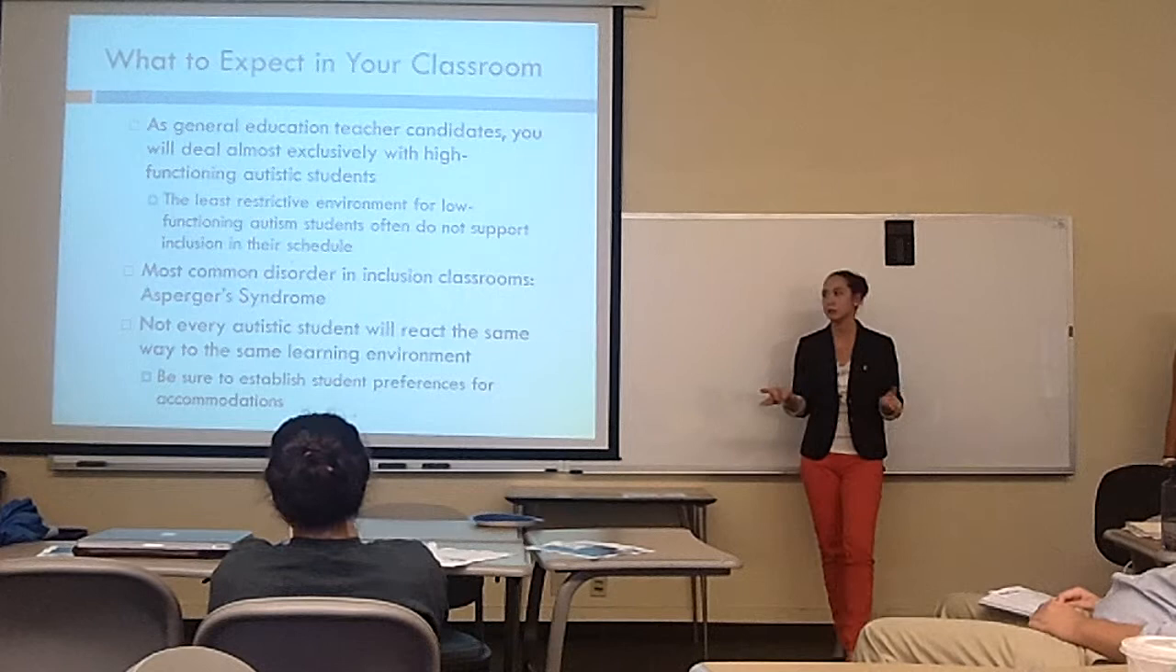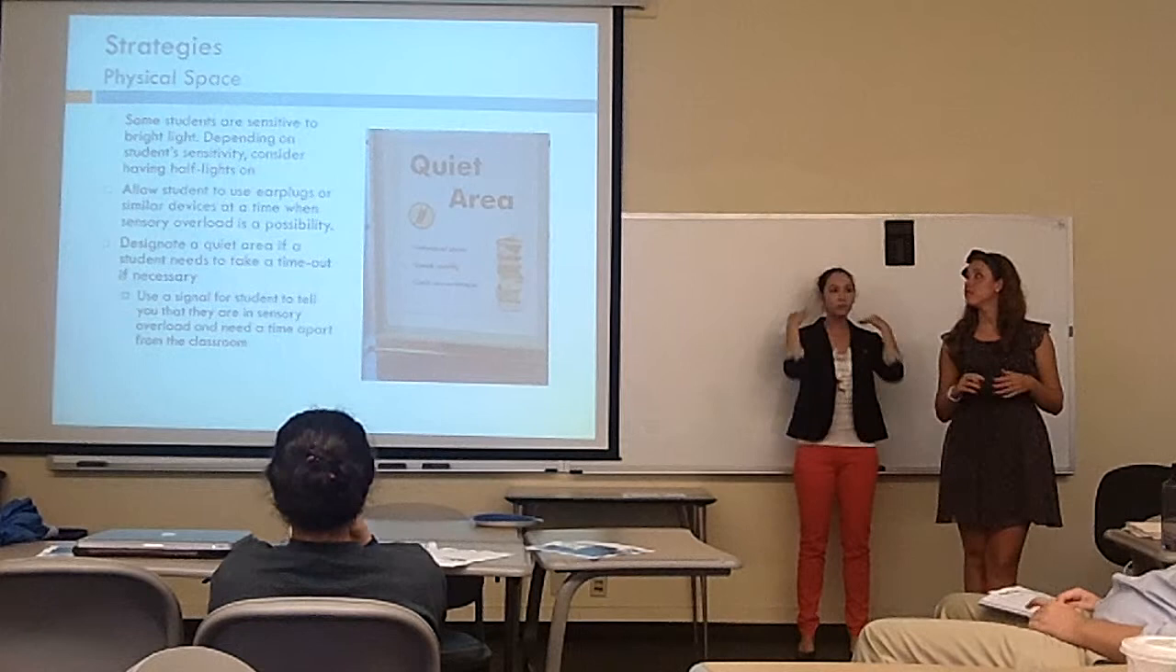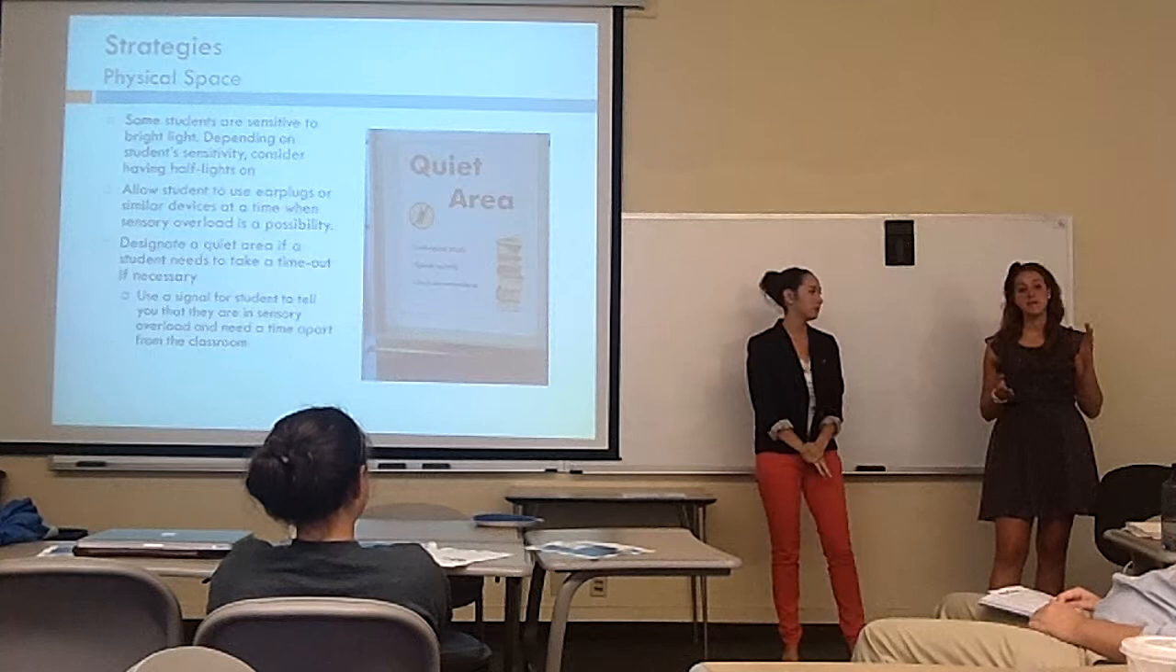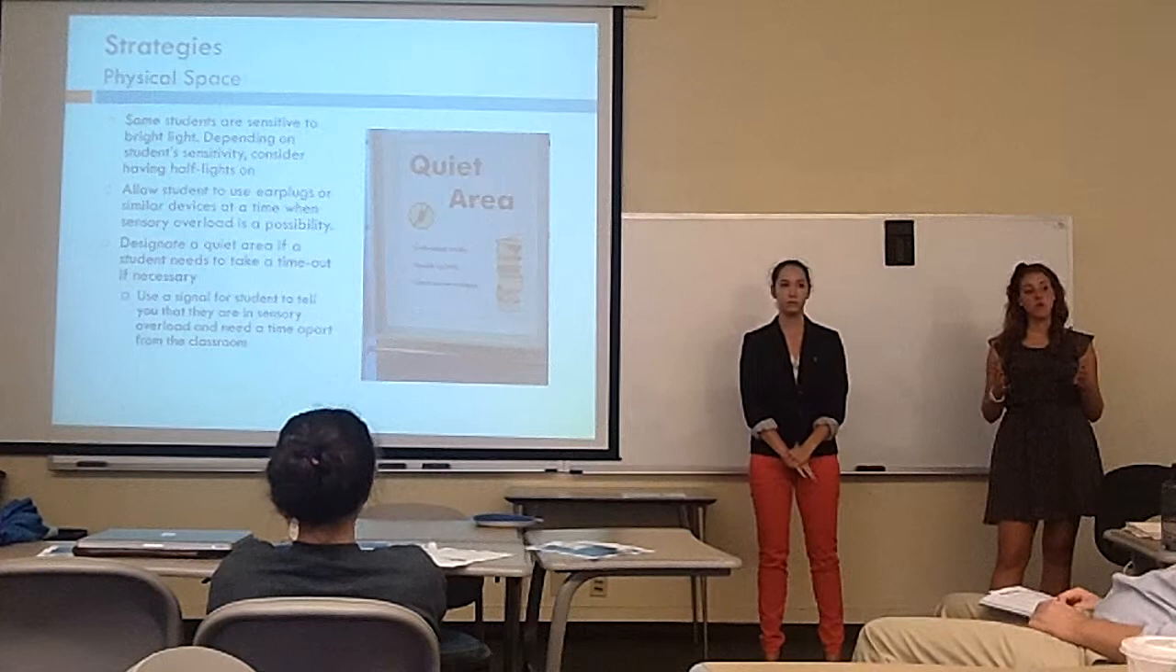So one factor with these strategies is being aware of physical space for students. Some students with autism are just particularly sensitive to bright lights, and so depending on that student's sensitivity, it's a great thing to sometimes have half the lights off during a lecture. Sensory overload can be a serious problem for students with autism. So another way to address that is, when it's time for individual work, allowing these students to wear earplugs so they're not distracted by other conversations in the room.